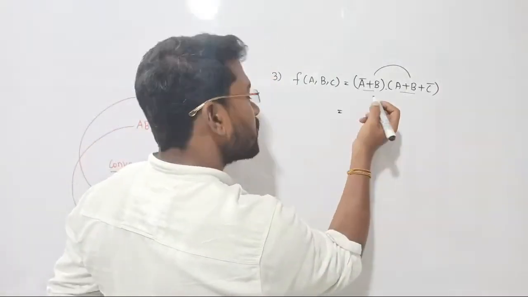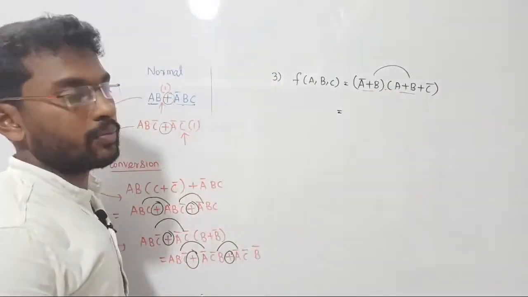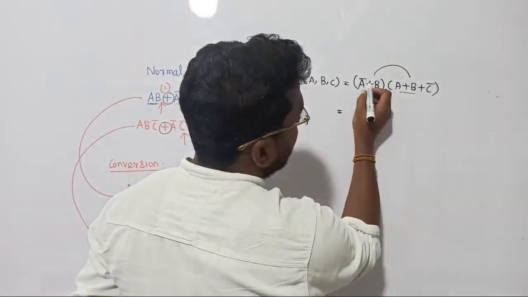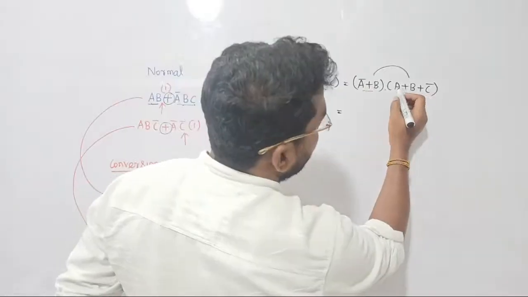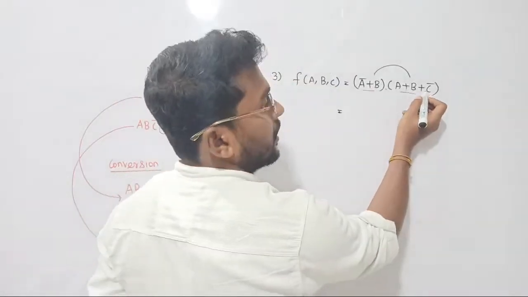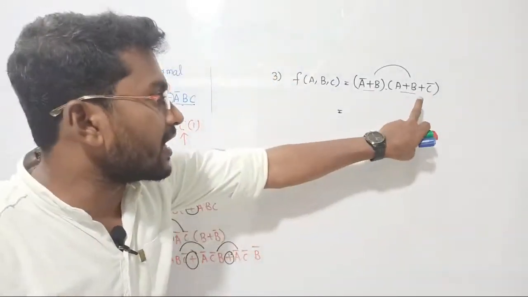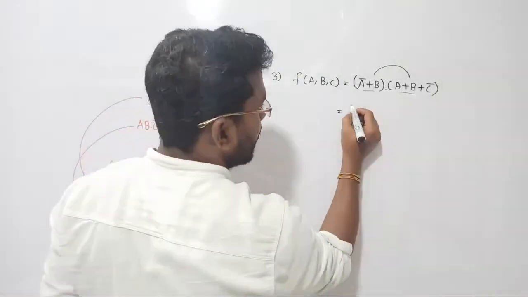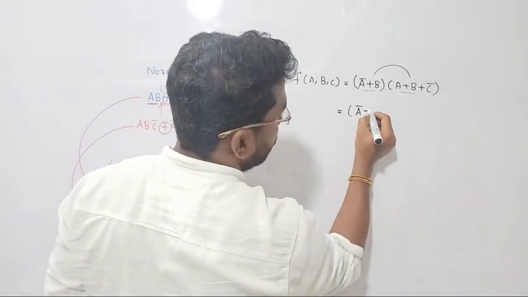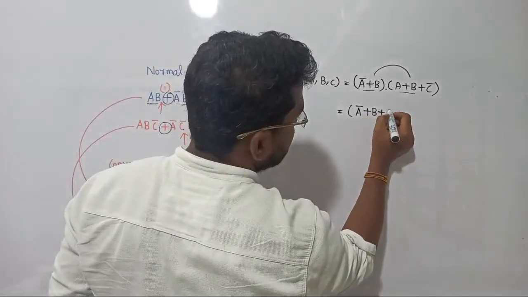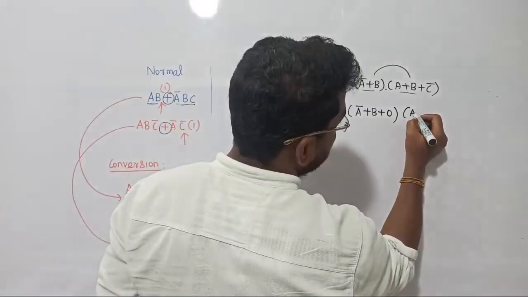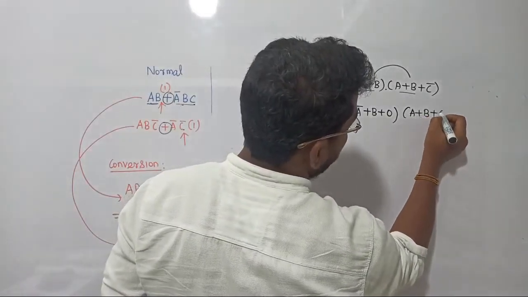Yes. But the problem is, what is the missing term here? In this case I have a bar plus b, but here I have a plus b plus c, right? So three literals are being expressed here. We have only two literals here. So what I have to do, shall I write this function like this, a bar plus b plus 0, right? Yes, we can write like this, and here this function can be written as a plus b plus c bar.